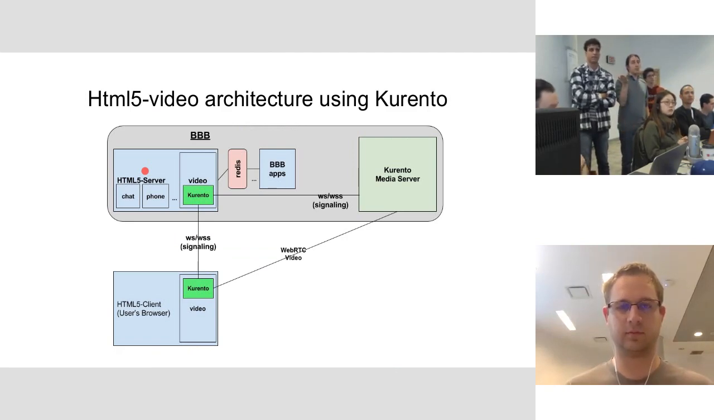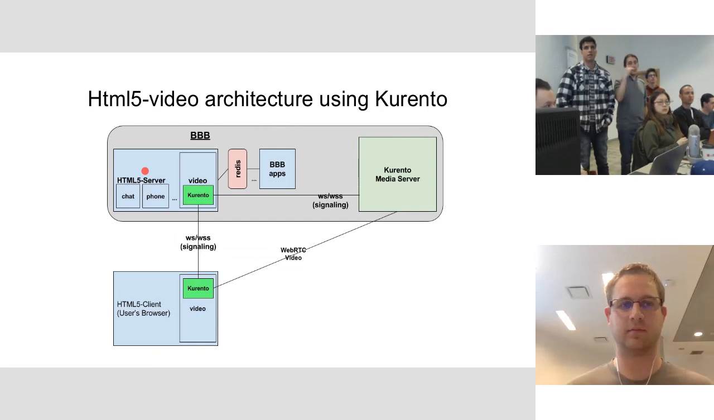The architecture currently is that we just add a new component, a Kurento Media Server, that can be installed alongside the BigBlueButton server, or you could have it on some other computer. Then we have a signaling socket from a Node.js application, which runs alongside BigBlueButton, which opens endpoints and coordinates the Kurento Media Server, telling it what it should do.